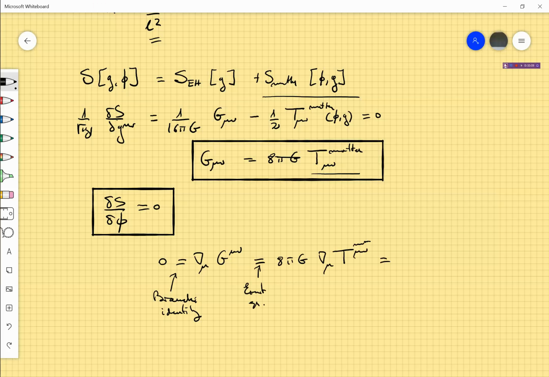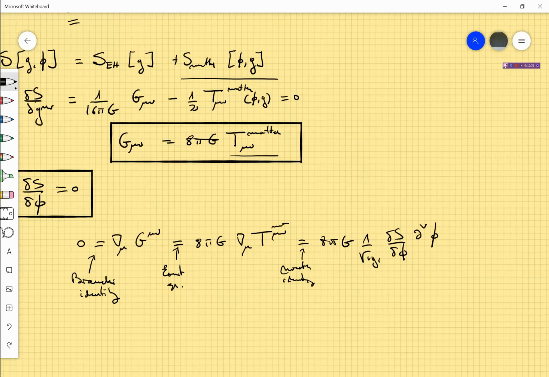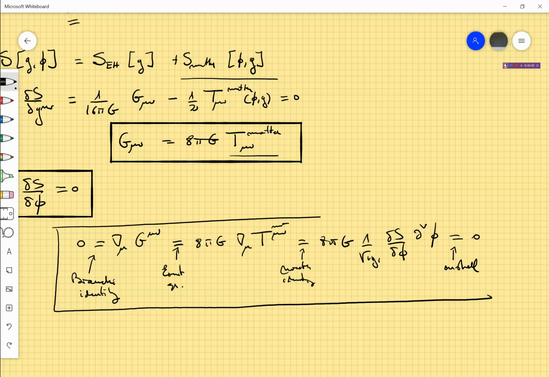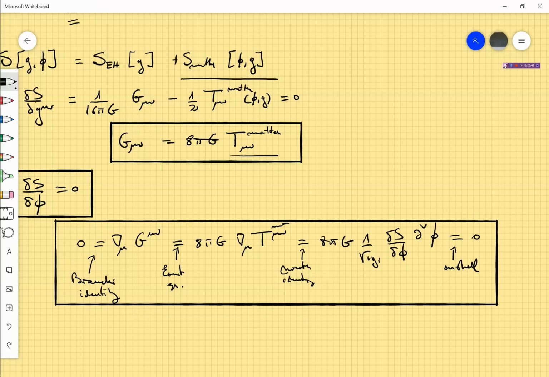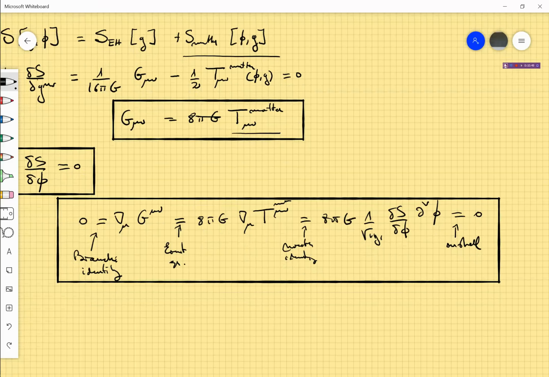And as we have shown, because of the Noether identity, and this is an identity that holds off shell, this gives you something proportional to the equation of motion of the matter field times this derivative, which will vanish on shell. There is a lot of physics encoded in these relations, and I think you should learn them.